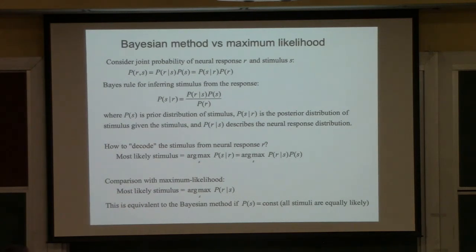So the Bayesian method is that instead of doing the maximum likelihood method like this, you maximize this, given the stimulus and given the response.